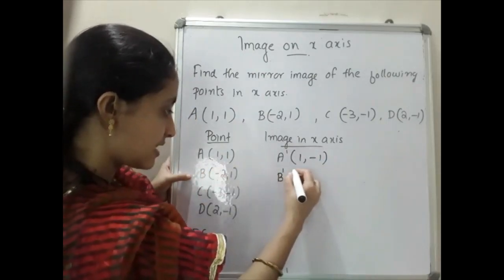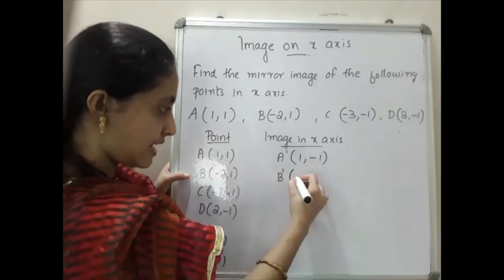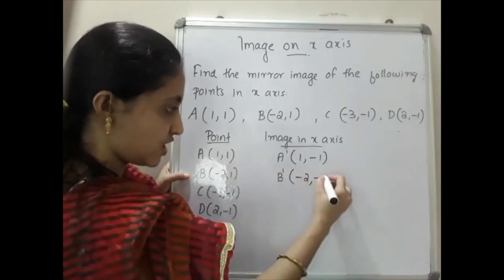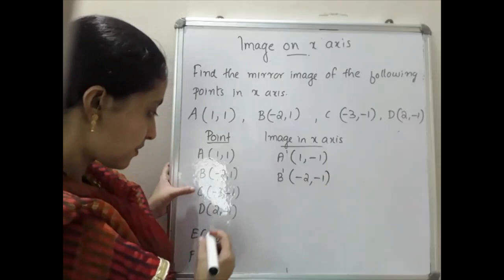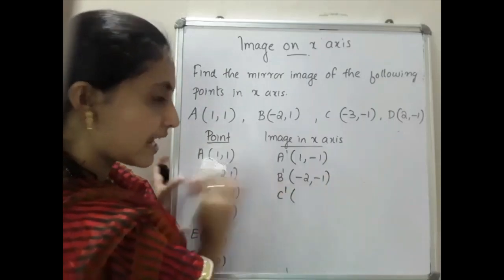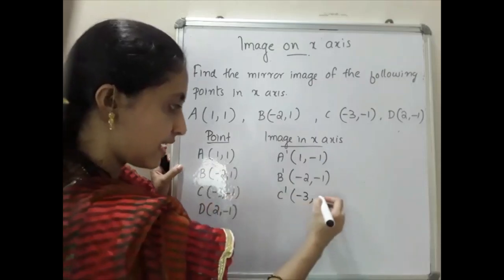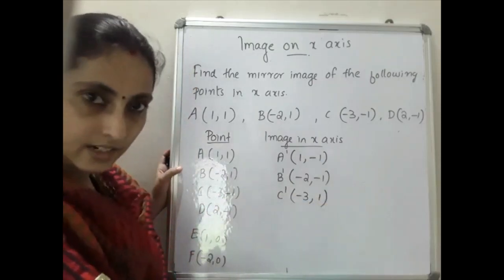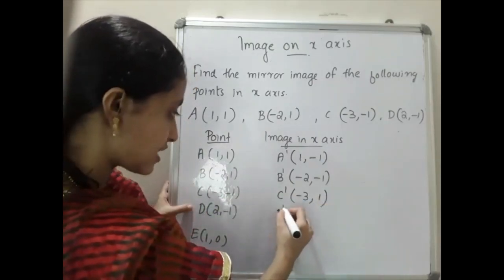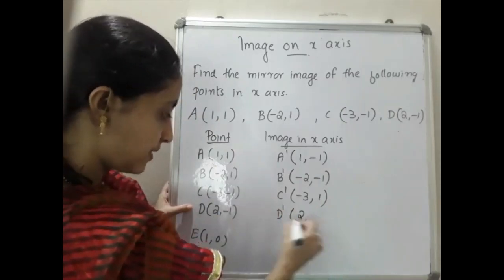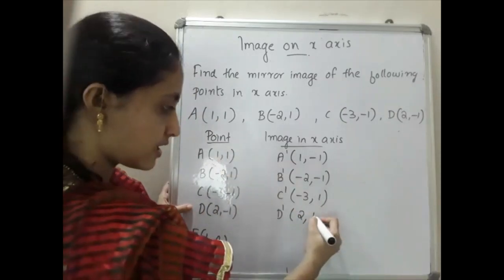B dash is what? X coordinate same, y coordinate changing, that is minus 1. And C dash, image on x axis. Okay, so that is x axis, x coordinate is same, y coordinate is changing the sign. Okay. Next one is D dash. What is the answer? 2. Then here minus 1 becomes positive 1.